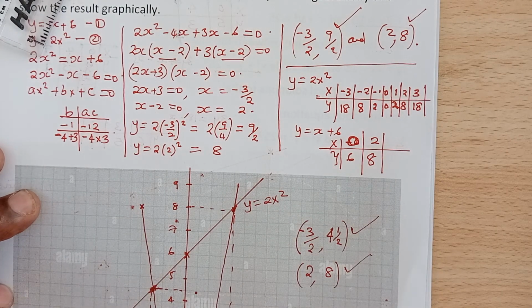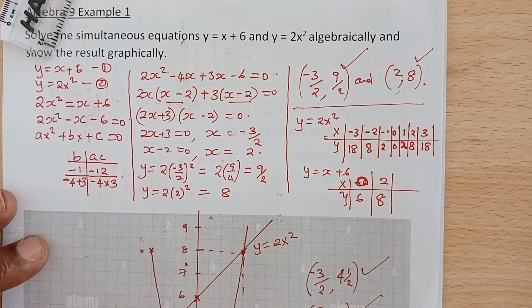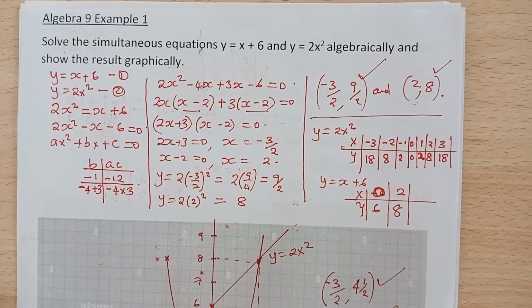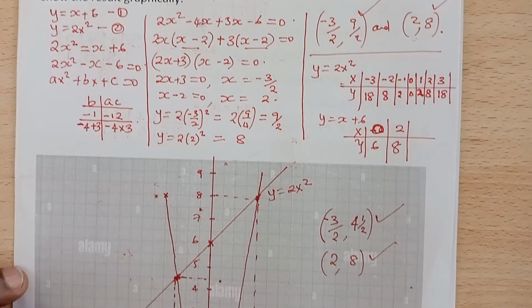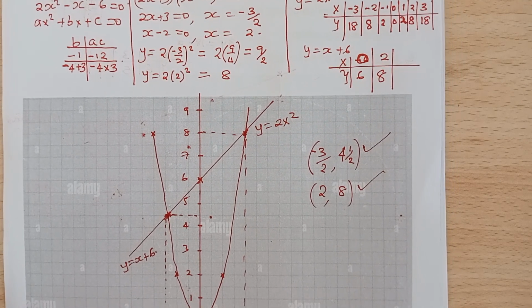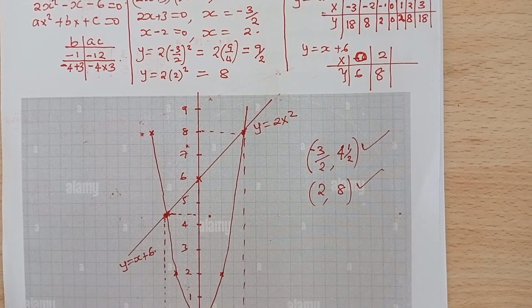So we have solved the 2 simultaneous equations algebraically, and we have also used the graphical method to actually support our answer. So we can make one conclusion. We can either solve simultaneous equations algebraically, and we can also solve them graphically.